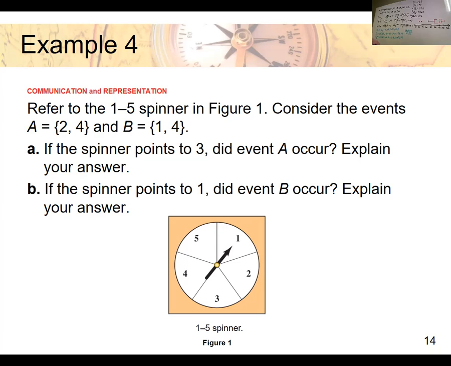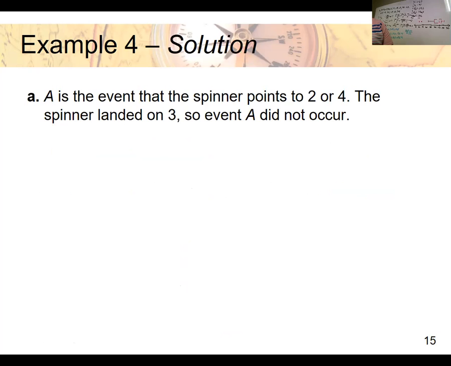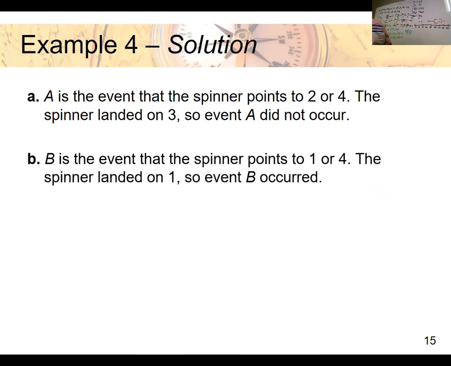Okay. And in part B, if the spinner points to 1, did event B occur? Yes, it did, because event B is spinning a 1 or a 4, and we end up getting a 1. So event B did occur. Okay. And these are just the solutions to what we just got through talking about.